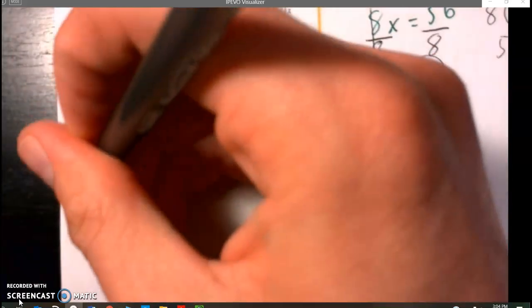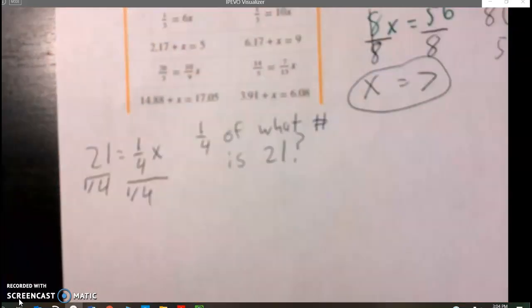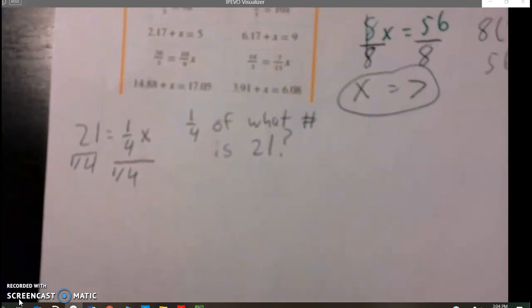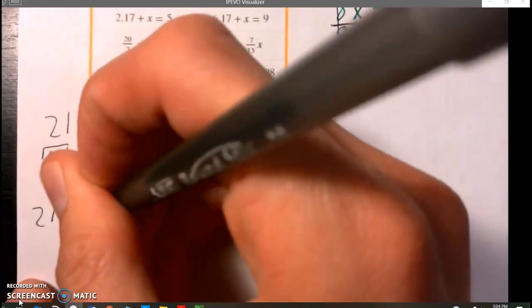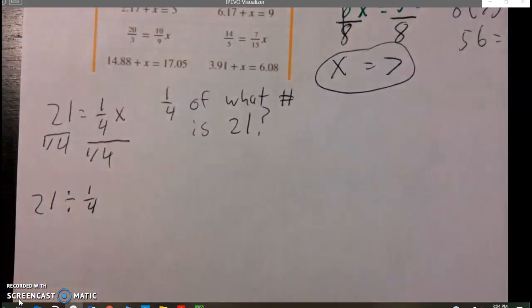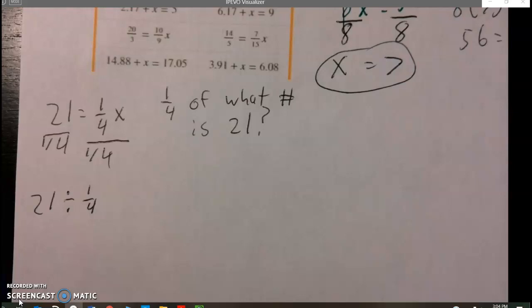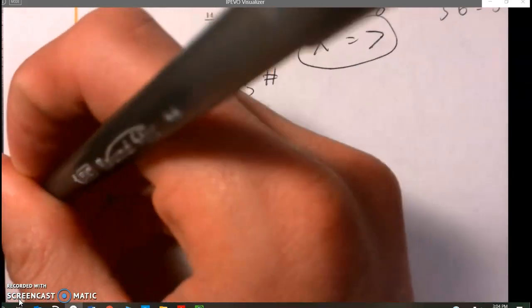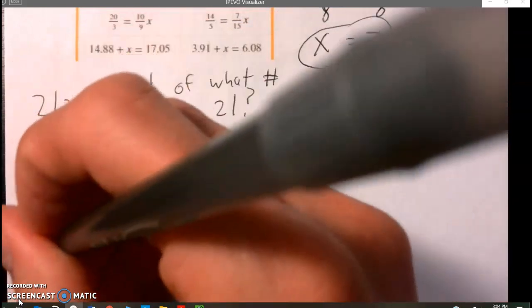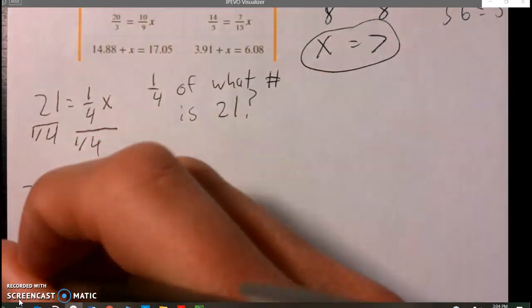Oh, sorry, by 1/4. Okay. Divide both sides by 1/4. Divide by the coefficient. And so, 21 divided by 1/4. So here we're dividing by a fraction. So we spent a whole unit dividing by fractions, and we have to do that old keep, change, flip. Okay? So we're using a lot of skills here on these problems.